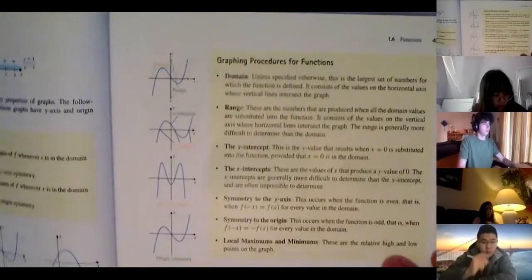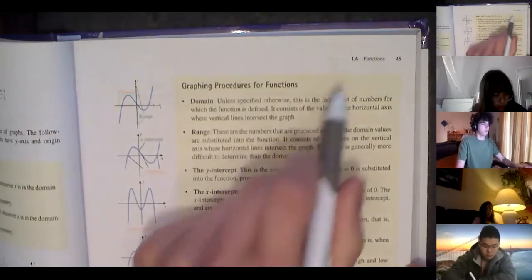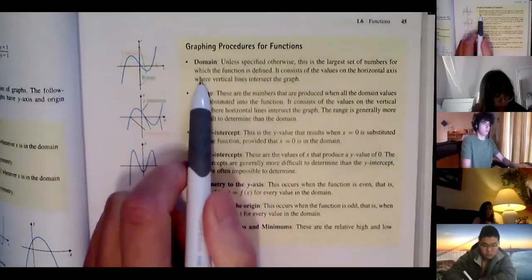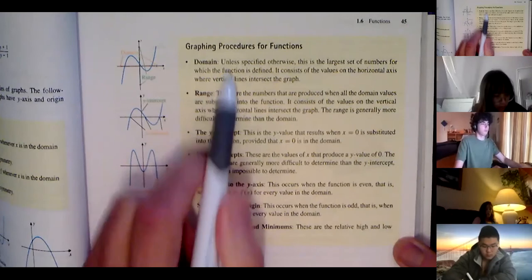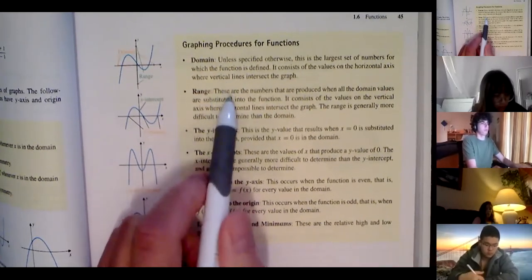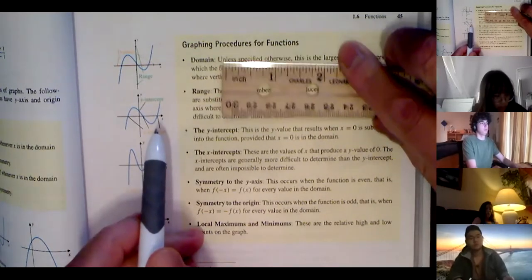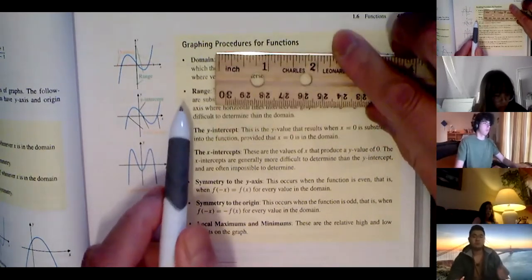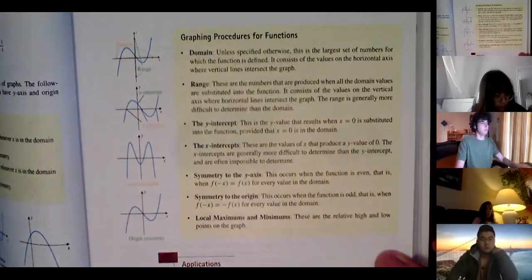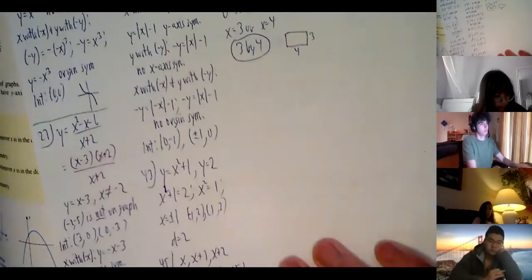Okay, then let's see, page 45. Domain and range. Okay, I don't really like the definition that they give of domain and range again. So I don't even recommend that you look at this. I mean, technically it's correct, but it's more convoluted. So domain, just think of the set of possible x values. Why don't I just put that down for you?